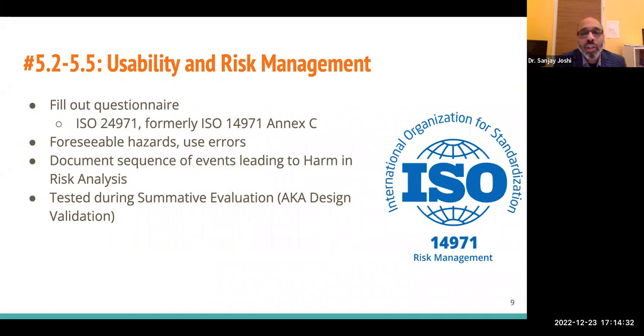The next section talks about what to cover in risk management, etc. Obviously the questionnaire that we talked about in the last talk becomes important because it does ask a lot of questions such as what are the foreseeable hazards and use errors. We also need to document the sequence of events from these hazards that lead to harm in risk analysis. And you can see how we can take credit for the stuff that we are doing anyway for risk analysis. And all the stuff that you do needs to be tested during summative evaluation. And we are going to cover what exactly that means later in the talk.